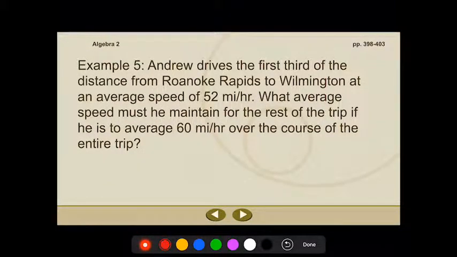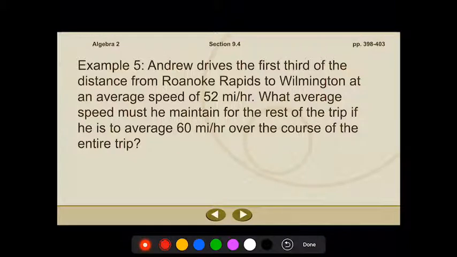So here's an example of this concept. Andrew drives the first third of the distance from Roanoke Rapids to Wilmington at an average speed of 52 miles per hour. What average speed must he maintain for the rest of the trip if he wants an average of 60 miles per hour over the course of his entire trip?